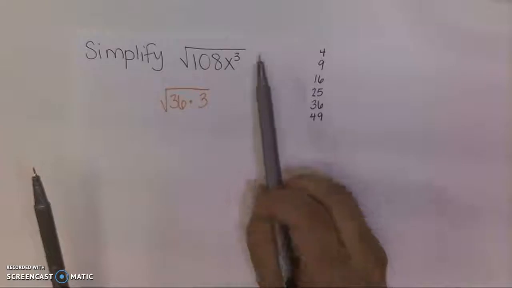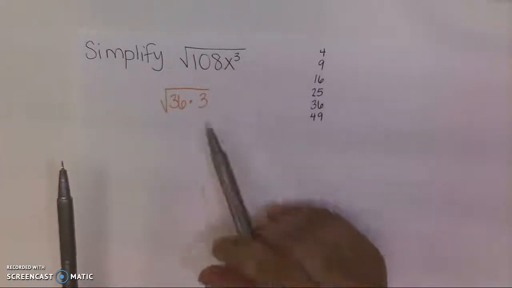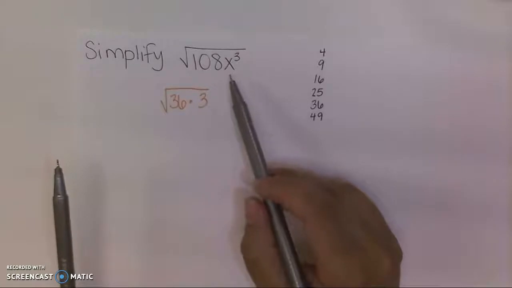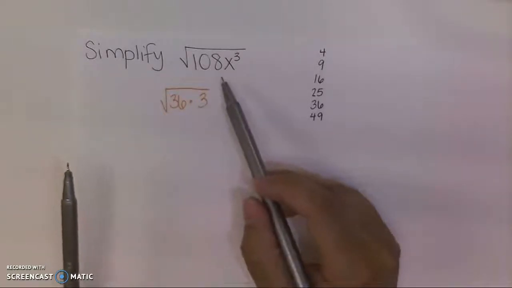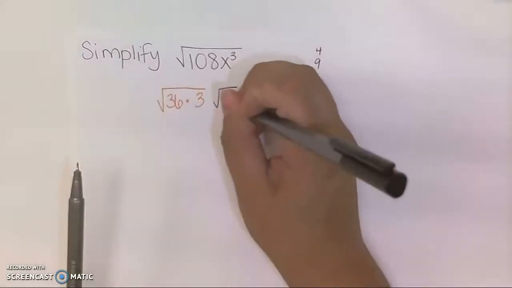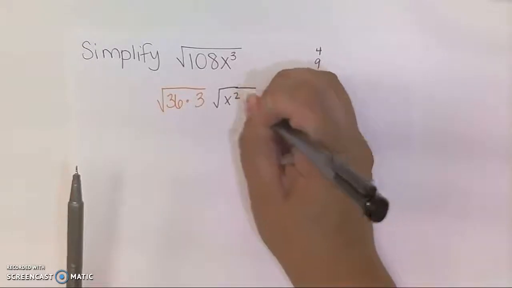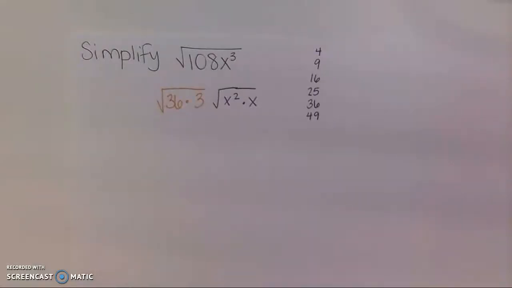Same thing with x squared. This is a variable, but it still has a perfect square in it, right? The perfect square in x cubed is x squared. So I'm going to take that and make it x squared, and then to get x cubed I need to multiply it by x. So we're breaking both parts down into perfect squares. That's what I've done so far.